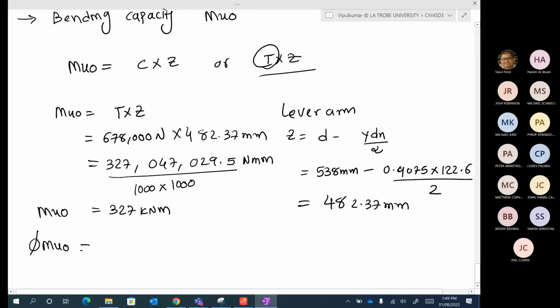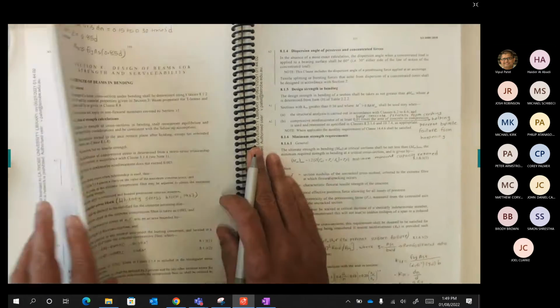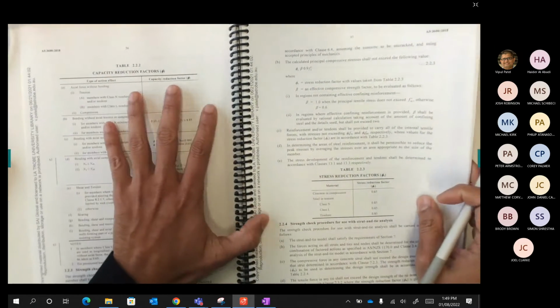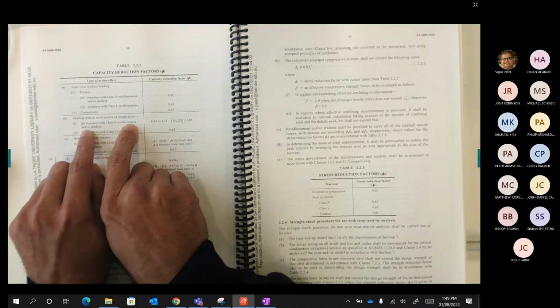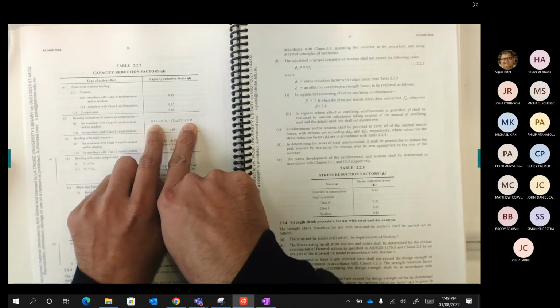If you want to apply the reduction factors, I will show you the reduction factors with phi Mu. So this is a capacity reduction factor, by the way. These capacity reduction factors are for bending without tension or compression for a member with class N reinforcement, table 2.2.2. We're going to use 0.85, by the way, because our steel is yielded. I will show you another figure that I have in my other standards. The same standard, by the way, but I have notes there. Page number 36.